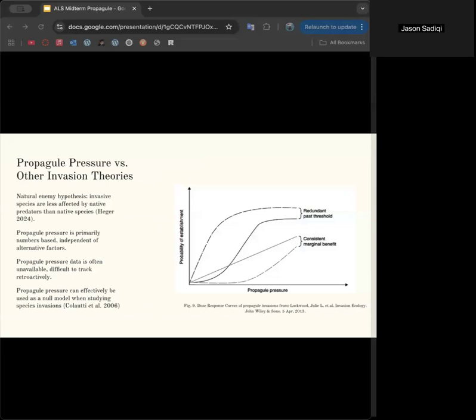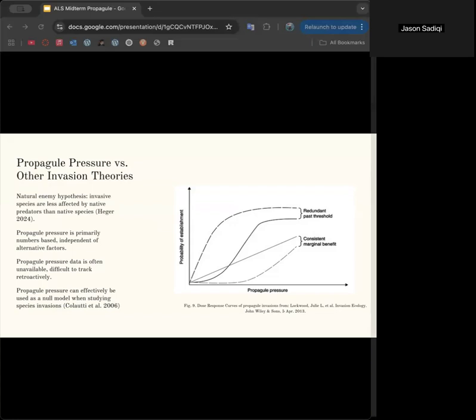Now let's talk about the use of propagule pressure against other invasion theories, as well as the flaws that come with propagule pressure. Another unrelated invasion theory to propagule pressure is the natural enemy hypothesis, which is the theory that invasive species are less affected by native predators than are native species, which promotes their establishment. When we compare this to propagule pressure, we see that the enemy hypothesis focuses on species behavior and ecosystem interaction within the environment. This is very different than propagule pressure and points out one of the potential caveats of only looking at propagule pressure, as propagule pressure is essentially just a numbers game and gives you a perspective independent of alternate factors.